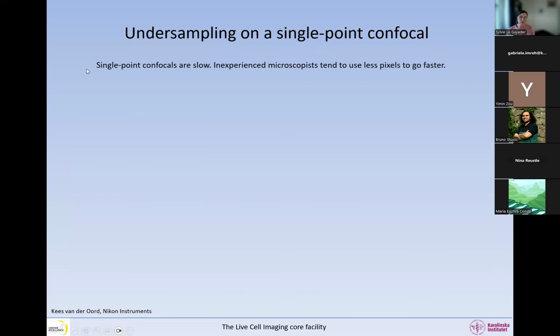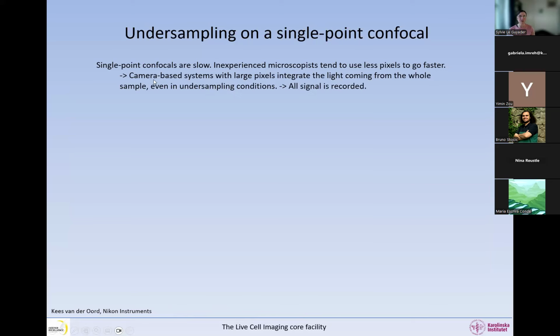So single point confocals are very slow, and inexperienced microscopists tend to use fewer pixels to go faster. And this is not a good strategy. On camera-based systems with large pixels, we integrate the light. On the camera-based system, the optical image is projected onto the camera. So even if we have a large pixel, we integrate all the photons inside the image. So all the signal is recorded, even if we have large pixels.